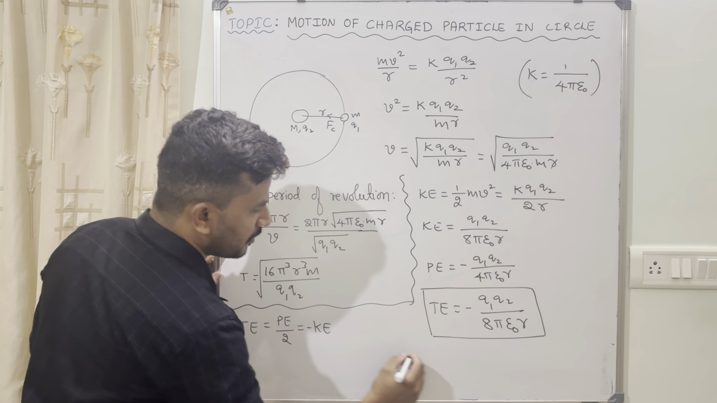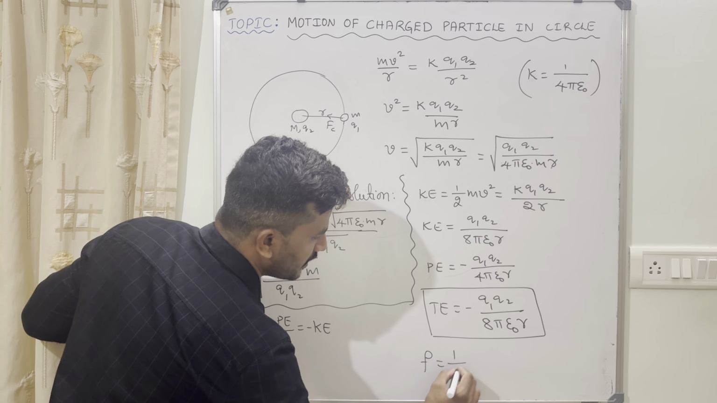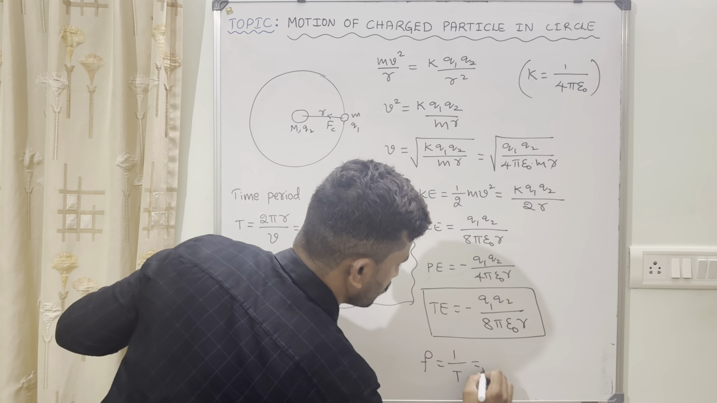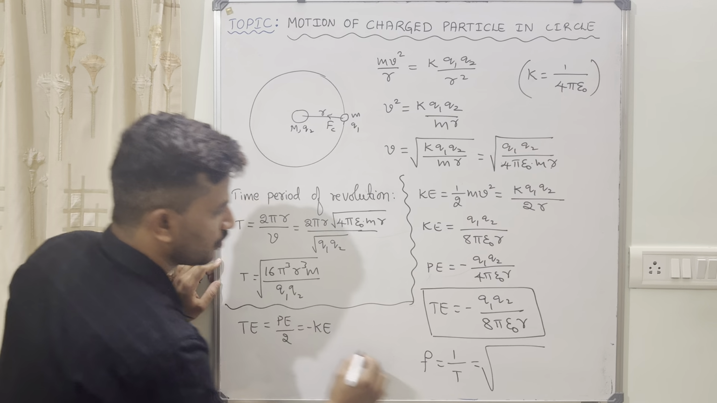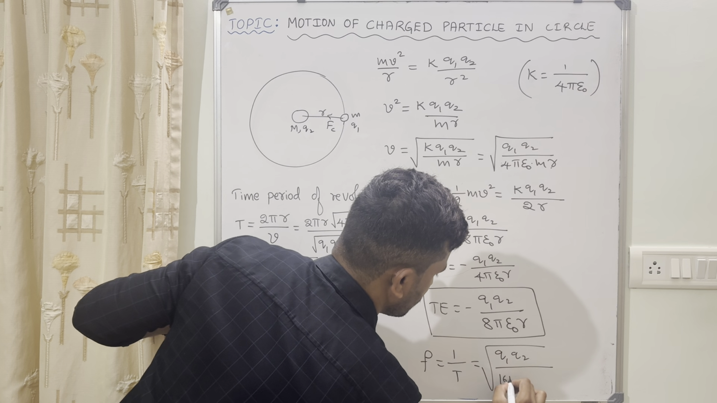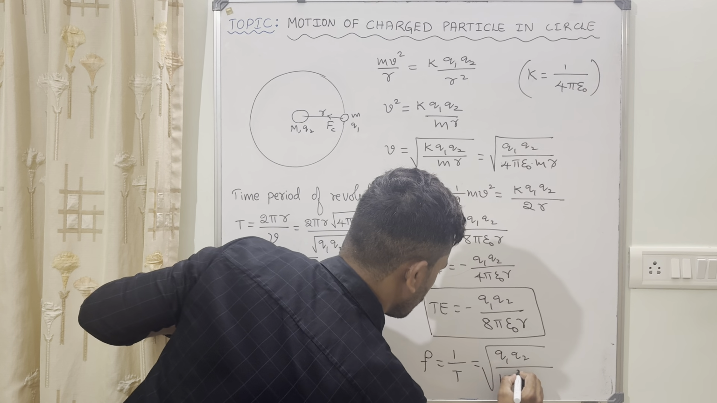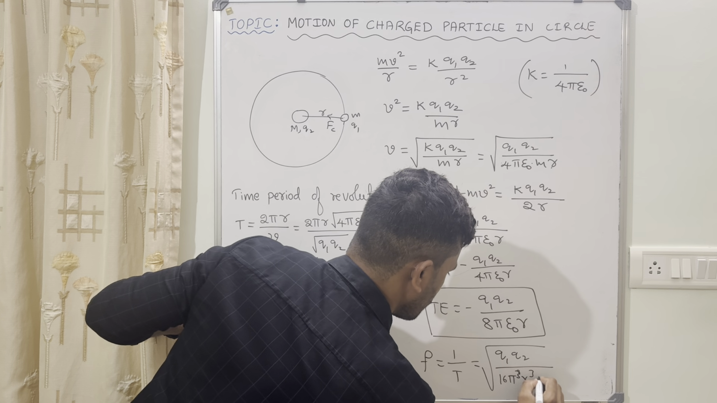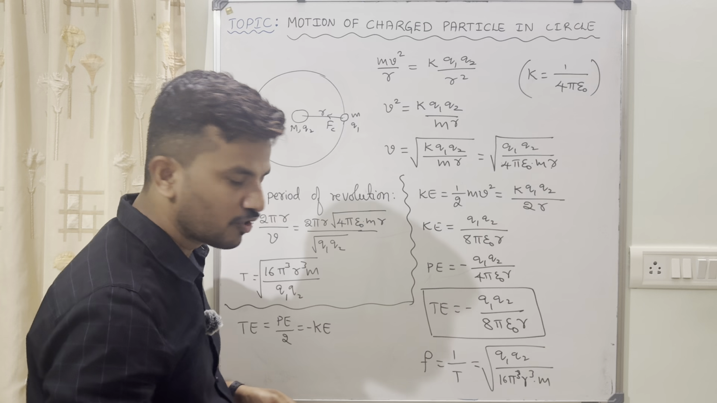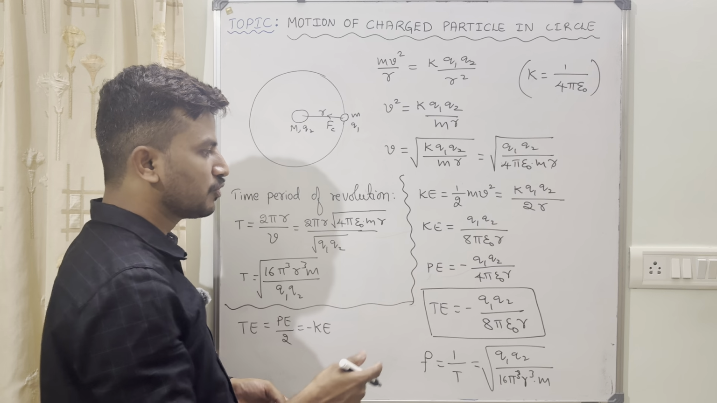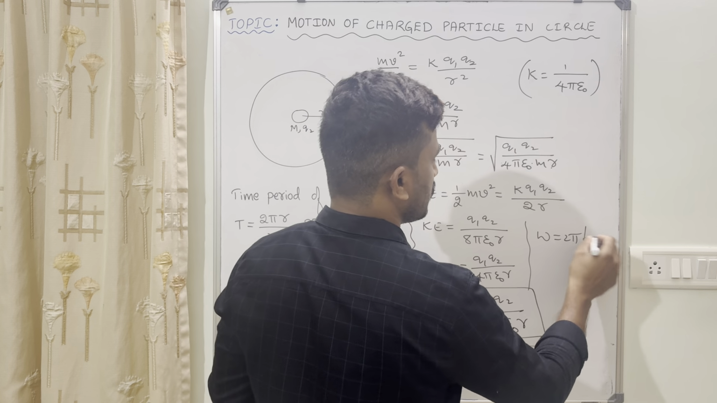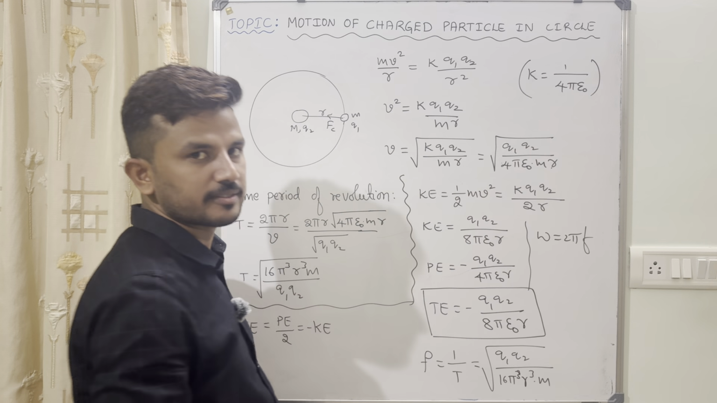And if you want to calculate frequency, that is 1 by T, the reciprocal of this. So that is equal to square root of q1 q2 divided by 16 pi cube r cube into m. And if you want to calculate angular frequency, you can do it. Omega is equal to 2 pi f. Substitute this one here, you will get the answer.